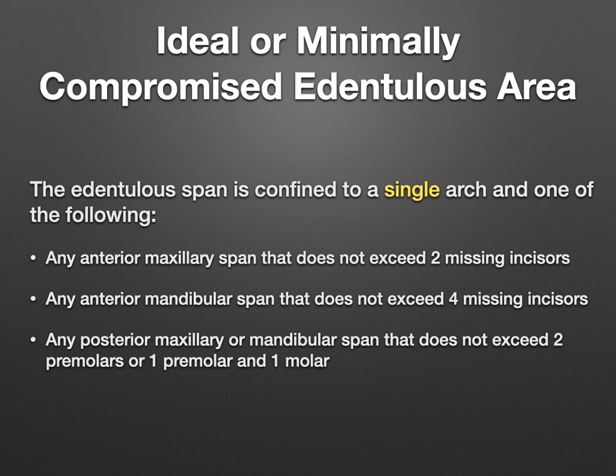So what type of cases will be considered ideal or minimum compromise? If the edentulous span is limited to a single arch, and the missing number on the maxilla is less than 2, on the lower anterior is less than 4, then this patient is considered ideal or minimum compromise. And also, in the posterior part, if the patient is not missing over 2 premolars, or 1 premolar and 1 molar, then they will also be considered ideal.